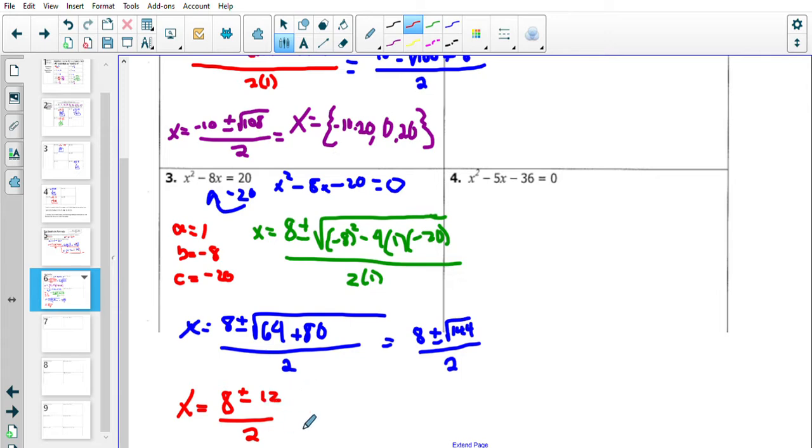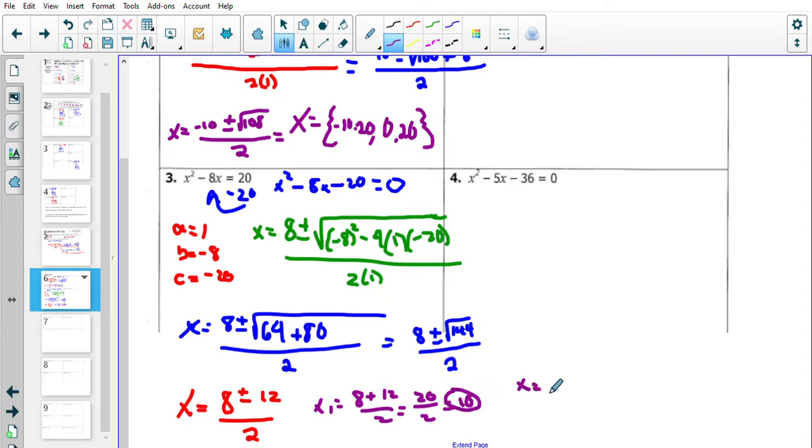So now at this point, I don't have any decimals because now I can just add these and subtract these. So my first answer, I'm going to call this x1, is going to be 8 plus 12 over 2. 8 plus 12 is 20. Divided by 2 gives us 10. So there's my first answer, is 10.